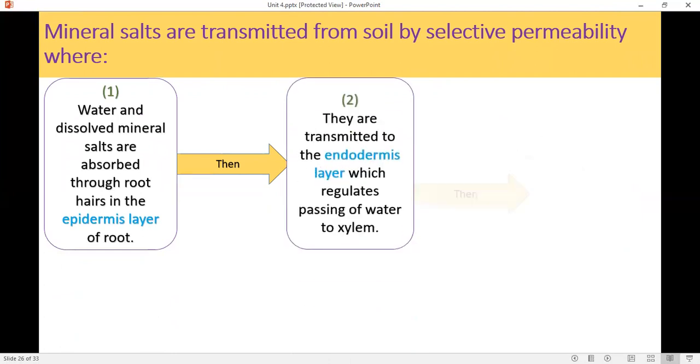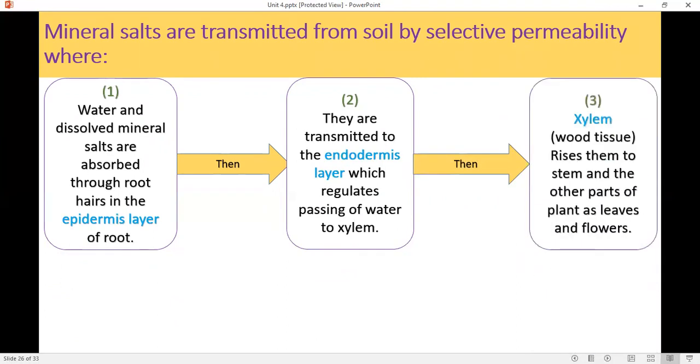The process is like this: water and dissolved mineral salts are absorbed through the root hair in the epidermis layer, and they are transmitted into the endodermis. Then the other layer, which is xylem. So the endodermis is a layer that regulates passing the salts and water to xylem.